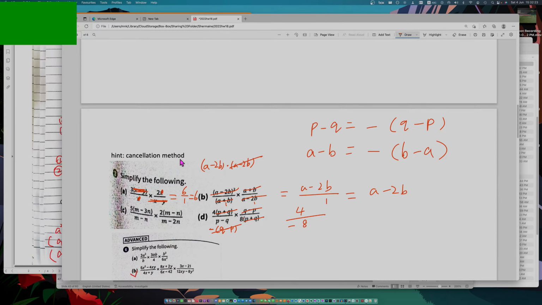Again, this is a formula, so you need to note it down. Let me give you x minus y. I put the minus sign out. What's the bracket inside? Y minus X. Correct. Write this formula down.